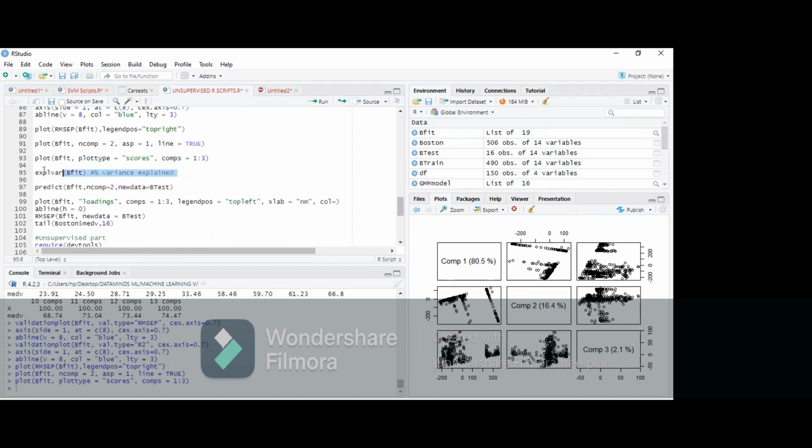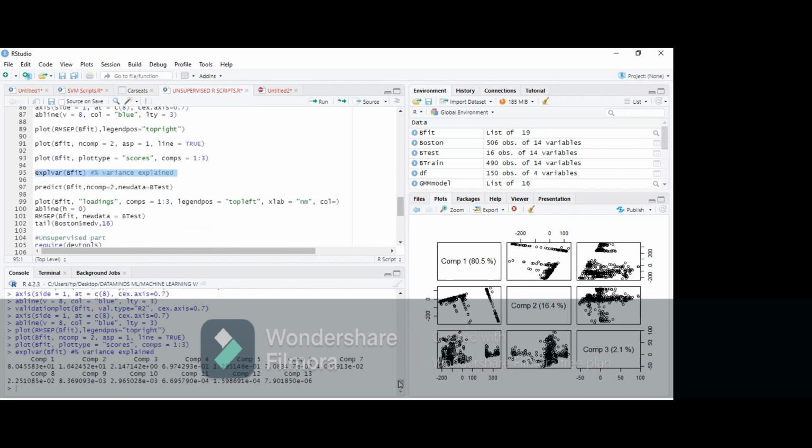So let's look at the next, that's line 93. Now look at the variance. In each component, you can see the variance explained there, 0.804, just like we have already. This has already been given, but this is just to give us a different version of it.